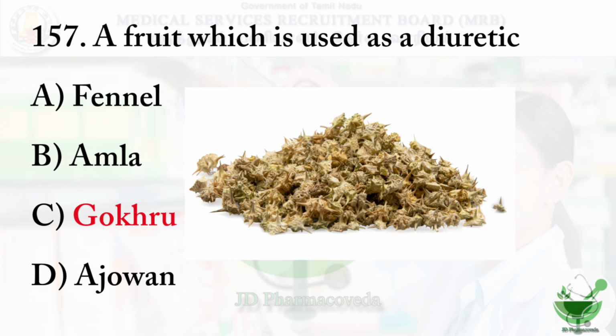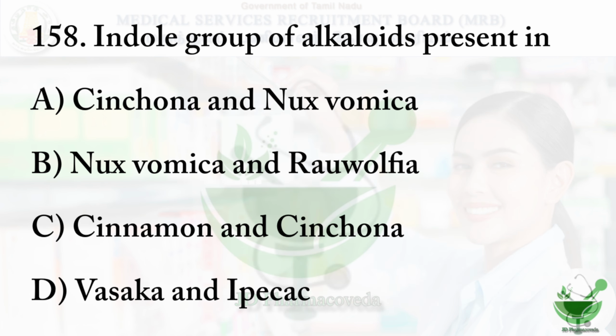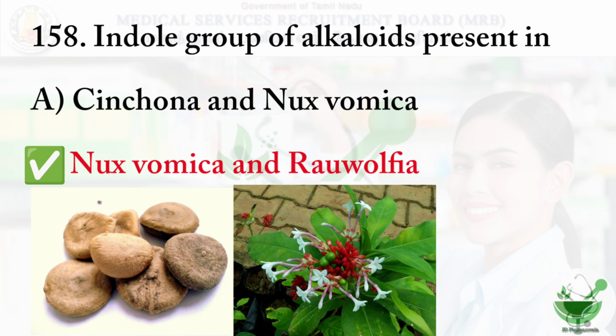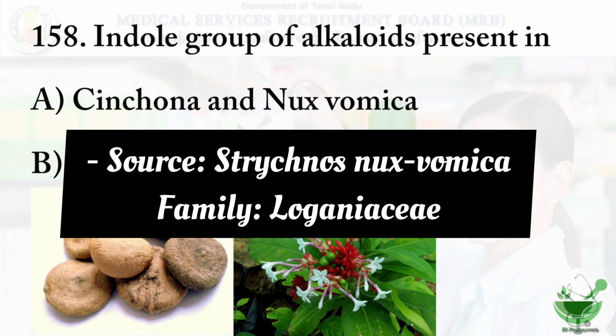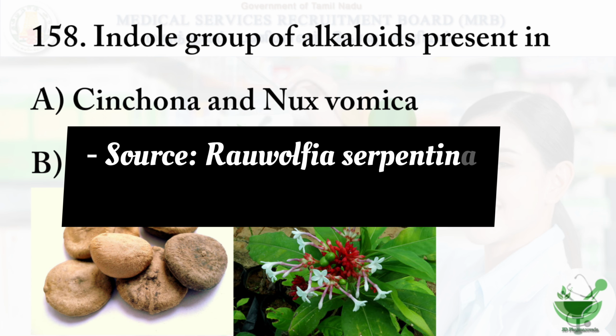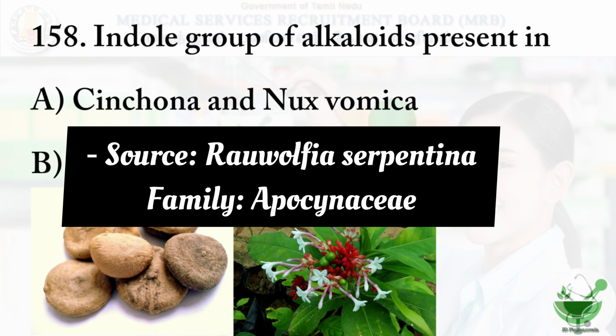Then question number 158. Indole group of alkaloids present in: option A, cinchona; option B, nux vomica and Rauwolfia; option C, cinnamon and cinchona; option D, vasaka and ipecac. So the right option is option B, nux vomica and Rauwolfia. For nux vomica, its botanical source is Strychnos nux-vomica. Its family is Loganiaceae.